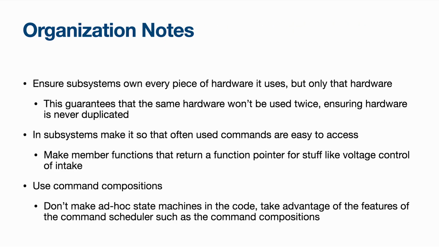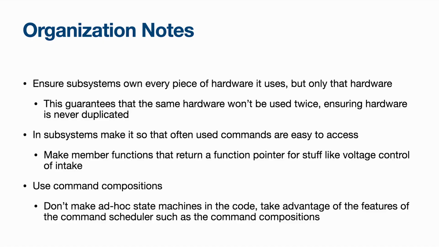And for organization notes, as I said before, make sure that each subsystem only owns its hardware and owns all of its hardware. That makes sure your stuff isn't being used twice and hardware is never duplicated. If you need to transfer data, consider using Lambda functions or something similar and setting that up in your code. In subsystems, I'd make it easy to access commands I use often, like the percentage command that I was talking about before. That just makes your code so much simpler with those functional and repeat commands. It really simplifies the work that you think about in your head.